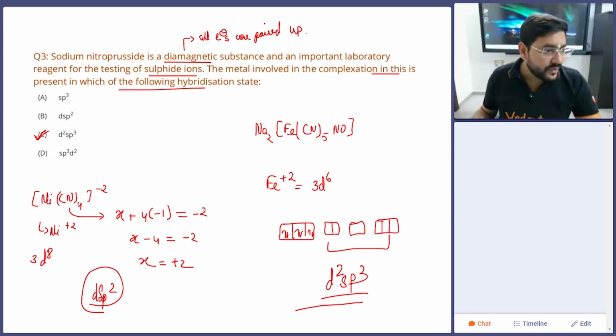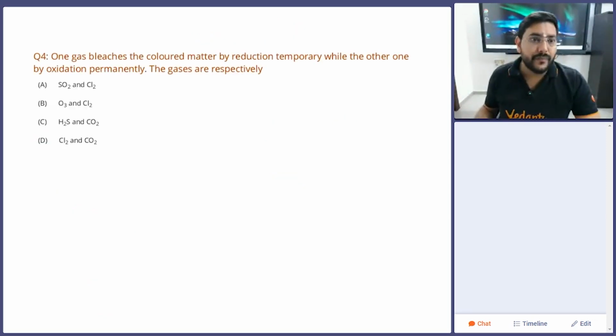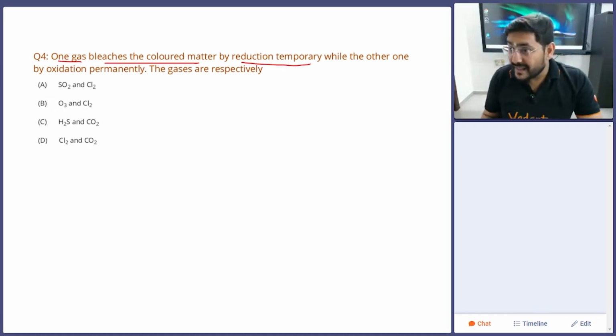Now moving towards the next question. One gas bleaches the colored matter by reduction, that is temporary, while the other one is by oxidation, and that is permanent. Yes, everyone. So what will be the right answer? It's a very simple question related to the reaction part.